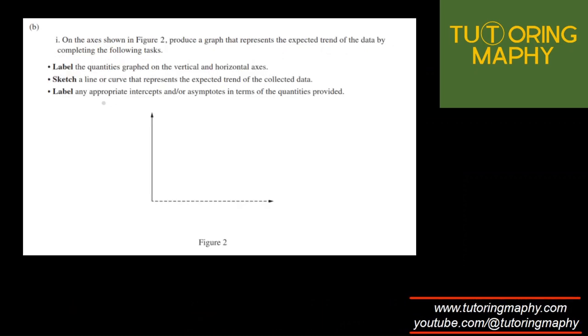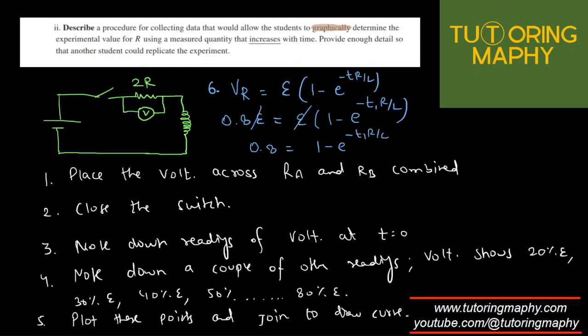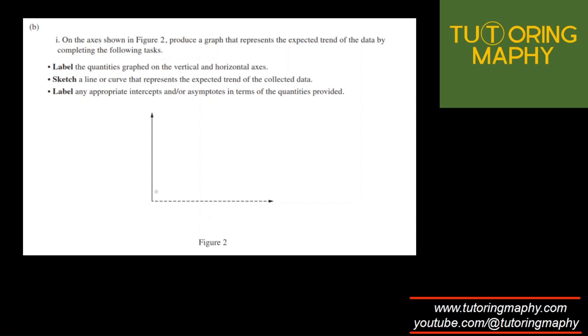Here they are asking to graph the expected trend of the data. So I think we already talked about this, the expected trend. It increases from 0 and it increases exponentially. So ideally it will start from 0 and then it will keep going on and then it will taper at some point. So this will be a horizontal asymptote which they want us to show. This will be the value of E, this will be the value of 0 ideally. So this is the expected trend which we can expect from it.